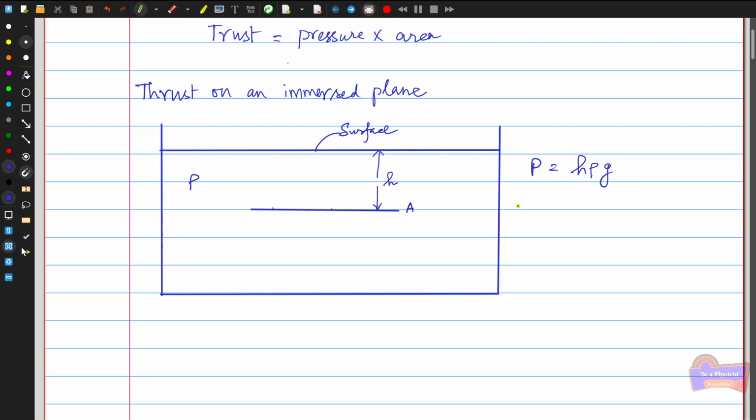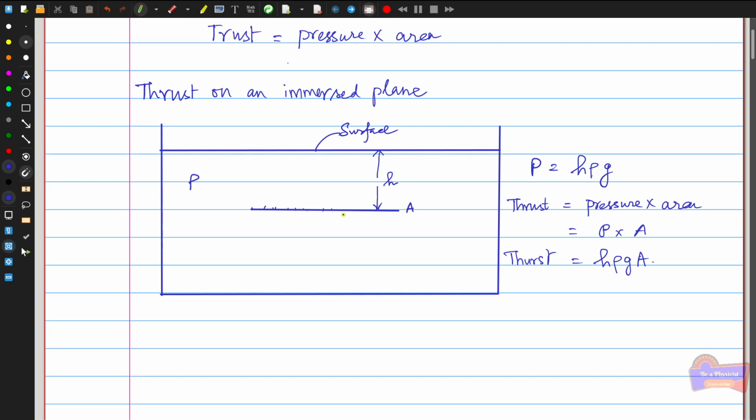Now I can write the thrust acting on this horizontal plane as the pressure multiplied by the total area. This is equal to P into A, so I can substitute the value of P here, and write the thrust as h times rho g into A. Therefore, this thrust is acting on this plane immersed horizontally in the liquid, and each and every point of this plane experiences the same pressure as well as the same thrust.